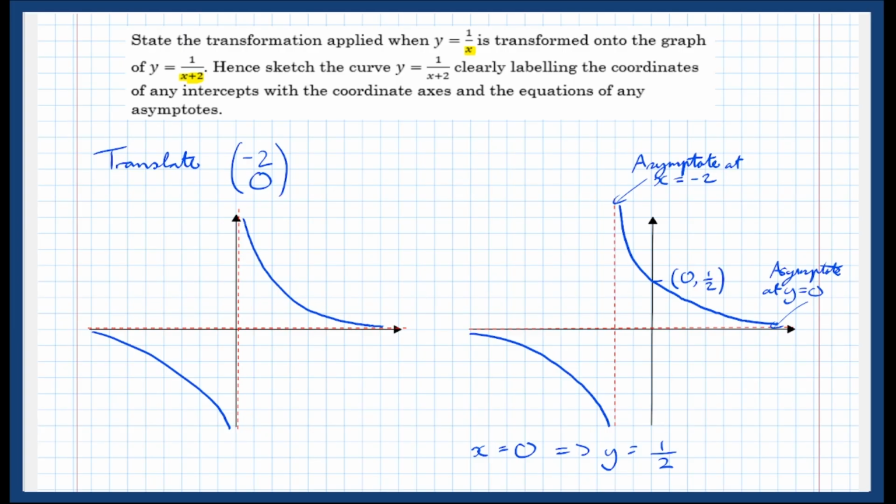And finally, just so there's no danger of whoever marks your exam thinking that this here is your answer, let's label the equations y equals 1 over x and y equals 1 over x plus 2. And that's that example done. So remember, label the asymptotes.